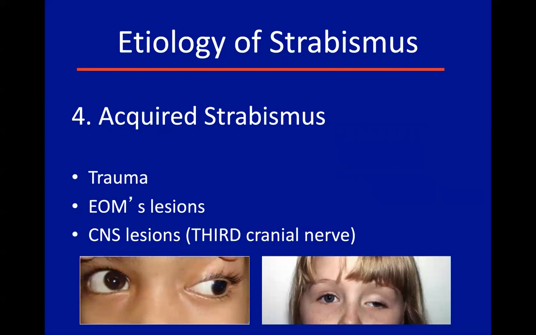Trauma. Sometimes when you have trauma, extraocular muscle lesions. The most important is your third cranial nerve. Your third cranial nerve, and we're going to be talking about that when you come to your fifth year and some in the systemic, is when unfortunately you have a ptosis and your eye is down and out. So these are the acquired strabismus.